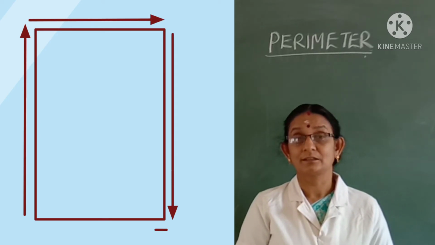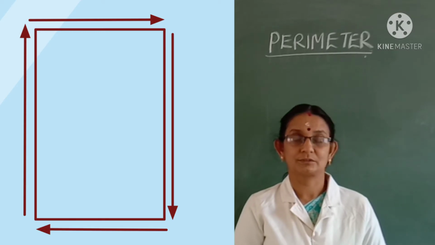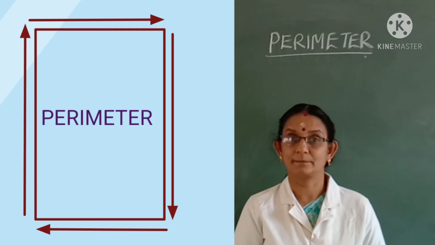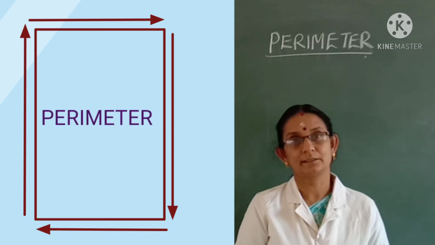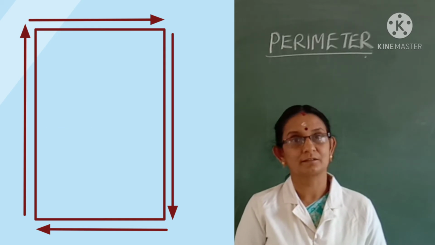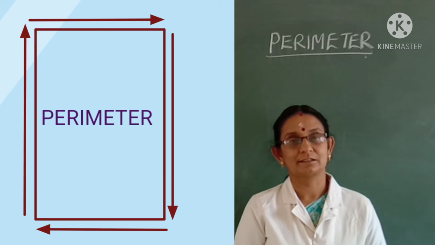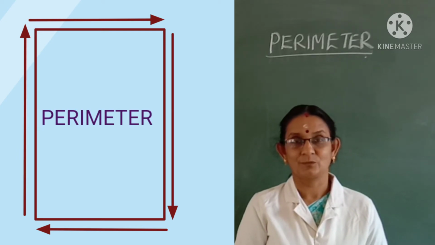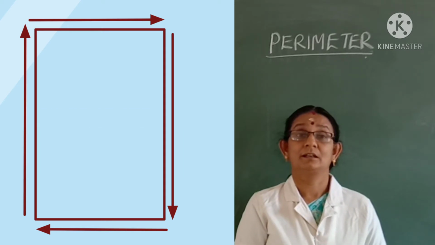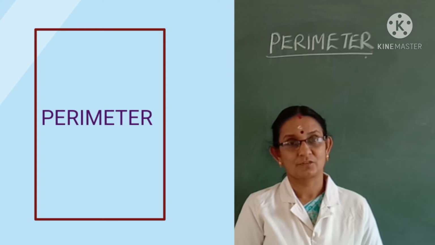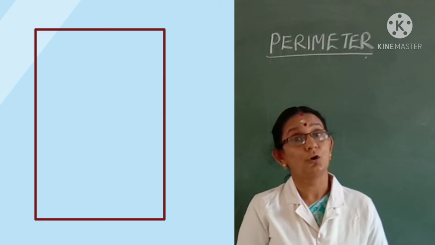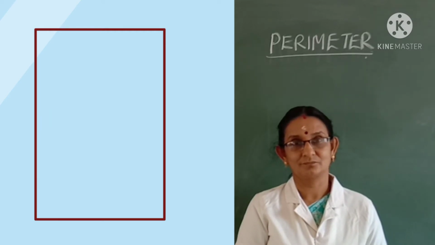So this length around the shape or around the garden is called the perimeter. So perimeter of a closed figure is the total distance around it. Okay? So how are we going to find the perimeter of this garden? To find the perimeter, we need to find the length of all sides of the rectangle, isn't it?